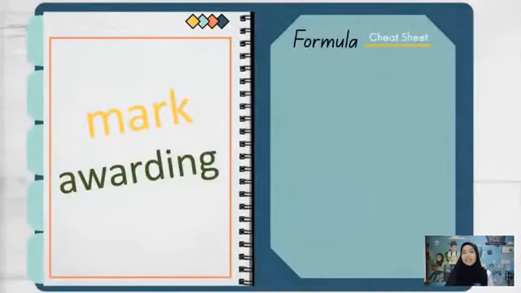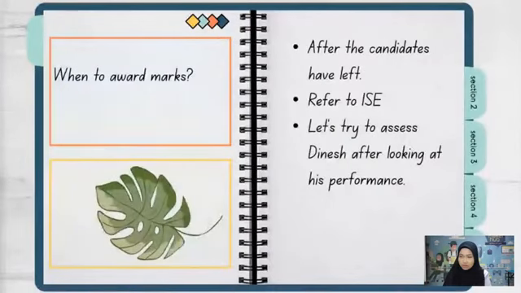Mark awarding. Okay, this is the part where a lot of you are still not sure of what to do. All right. When to award? All right, teachers, after the candidates have left, both of them have left, when they have stood up, then you will award marks because you don't want to let the students see the marks you have given them. So try to be a bit discreet. Don't show off the mark sheet in front of them. Cover it with your booklet, yeah?